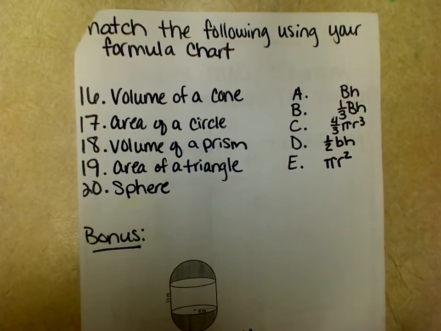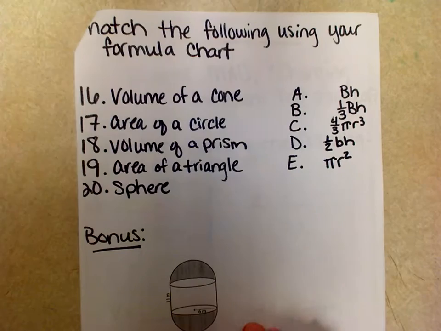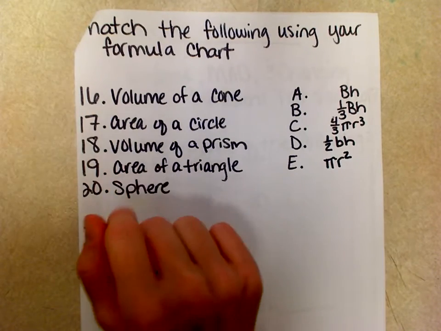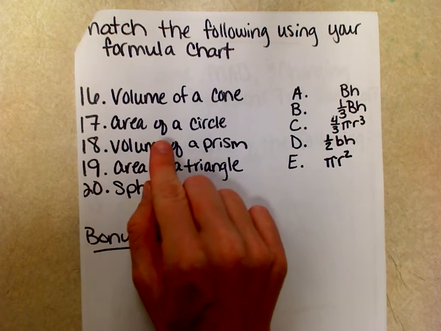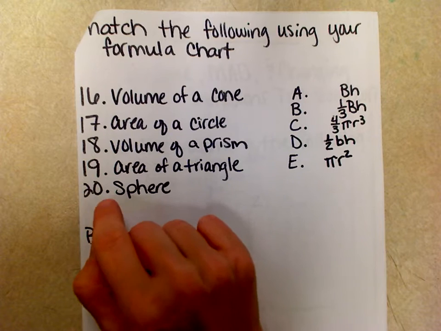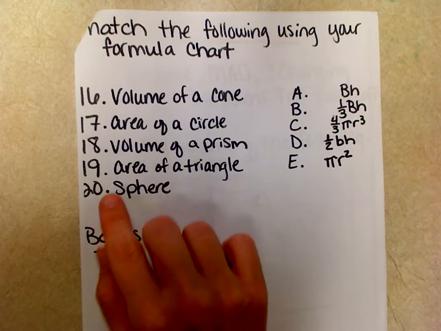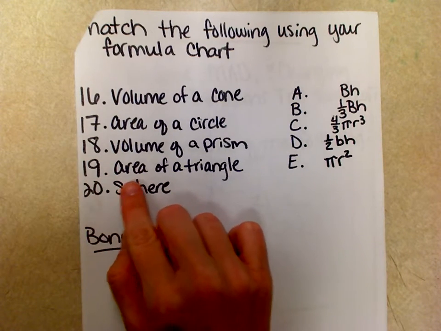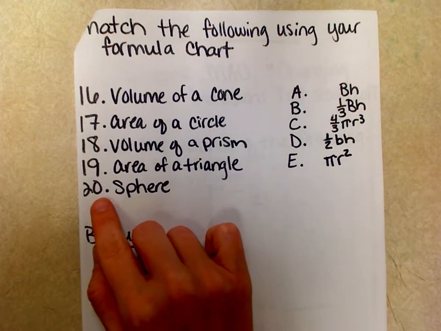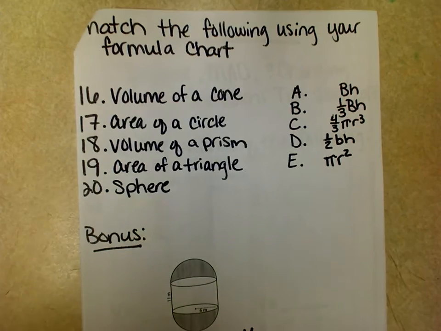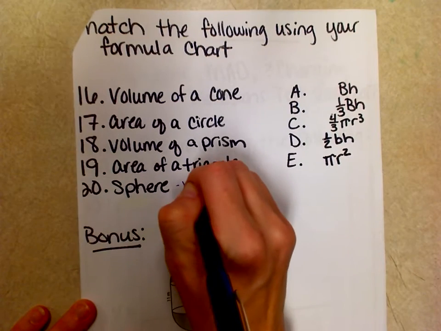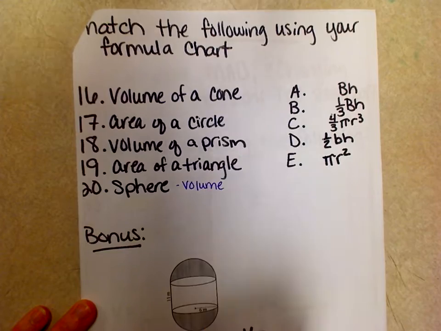All right, so 16 through 20 says match the following using your formula chart. Stick your formula chart in front of you and find these. 16, volume of a cone. 17, area of a circle. 18, volume of a prism. 19, area of a triangle. And 20, volume of a sphere.